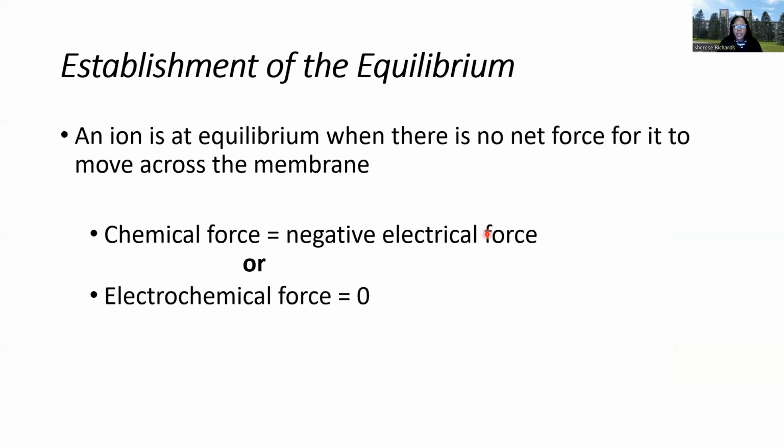Okay, and so just to remind ourselves here what we mean by an ion being at equilibrium. We discussed this earlier, but this is where the chemical force is equal to the negative electrical force. In other words, the forces cancel out. So the chemical force is moving in one direction, the electrical force is moving in the opposite direction. And so the magnitude is the exact same, right? Just equal and opposite. And so the electrochemical force is going to be equal to 0. So at this state, the ion is no longer moving because its forces to move are equal and opposite, and they've canceled out.